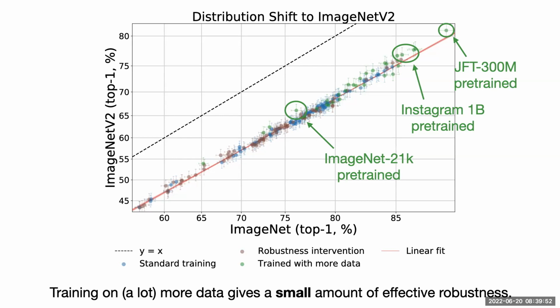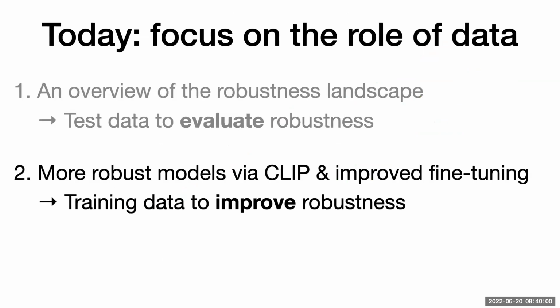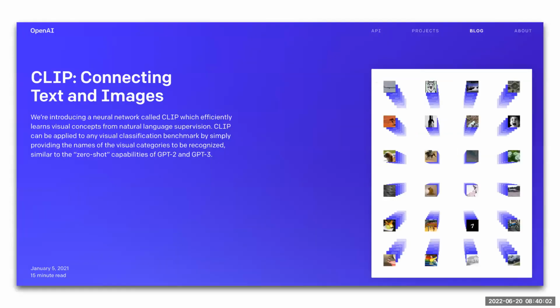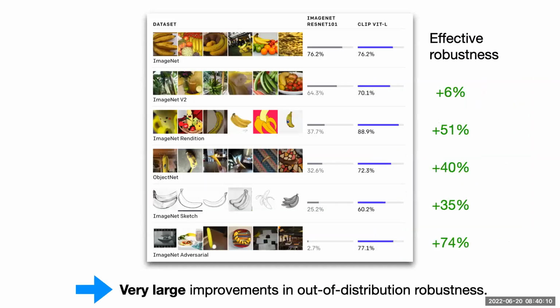But since then, there have been some really interesting developments that we're going to talk about briefly in the second part of the talk. What happened was that OpenAI released their CLIP model. This is a really, really interesting paper for a variety of reasons. One of them is that they did exceedingly well on all of these distribution shifts that we just talked about.